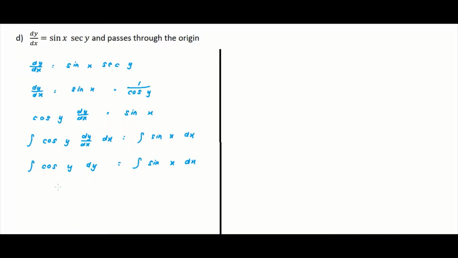You should remember how to integrate this, right? For cos y, you will get sine y. For sine x, you will get negative cos x, then plus c. The question tells you that it passes through the origin, so it's (0, 0). Let us substitute: sine 0 equals negative cos 0 plus c. Sine 0 gives you 0, cos 0 gives you 1, so negative 1 plus c, which means your c is positive 1.